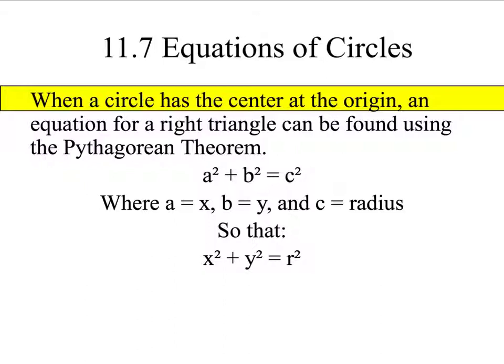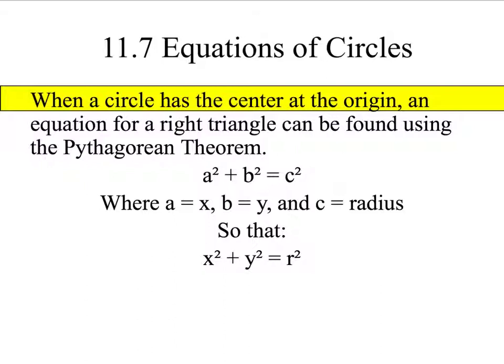All right, so when you look at this problem, it states when a circle has the center at the origin, an equation for a right triangle can be found using the Pythagorean theorem, which is a squared plus b squared equals c squared, where a is equal to the x coordinate, b is equal to the y coordinate, and c is equal to the radius. So we have an equation of x squared plus y squared equals r squared. Our r squared is our radius.